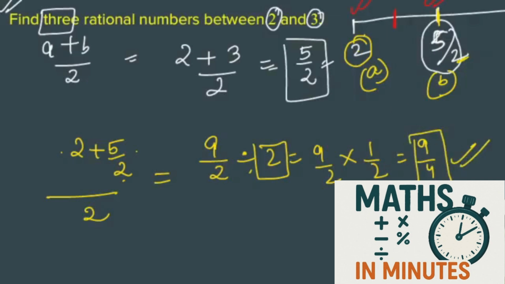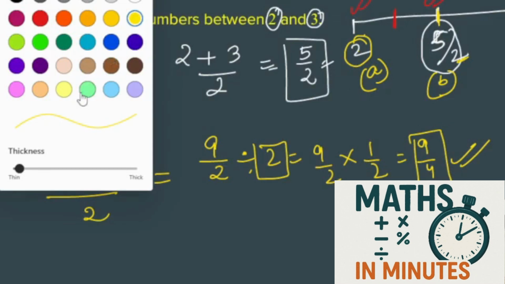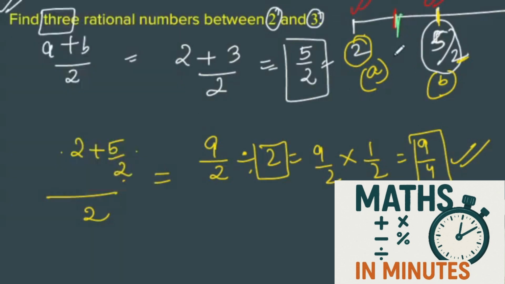That means 9/4 will lie somewhere here. That is 9/4. But you have only got 2 rational numbers. You have to calculate 3. So one more we can calculate by finding this rational number, right? आप और निकाल सकते हो. You can calculate n numbers, right?